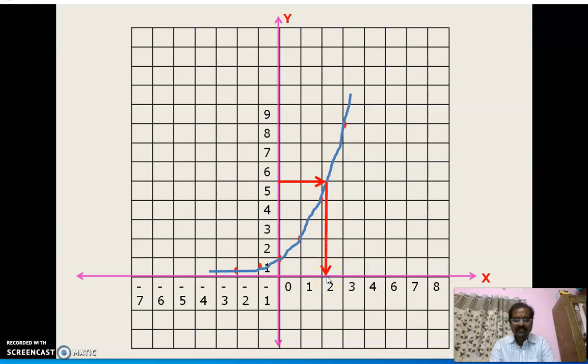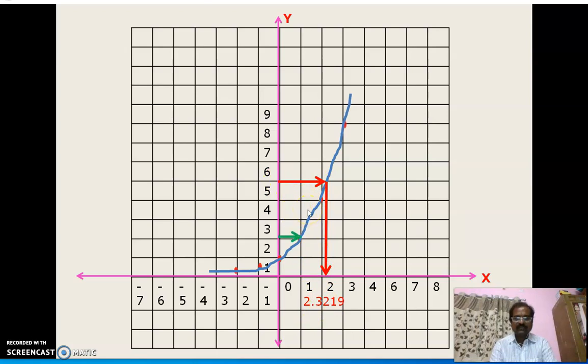So here 2 to the power of x is equal to 5. What is that value? It is 2.3219. 2 to the power of 2.3219, we will get the value 5.